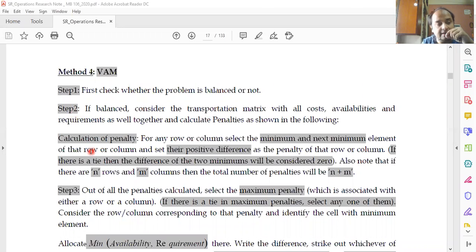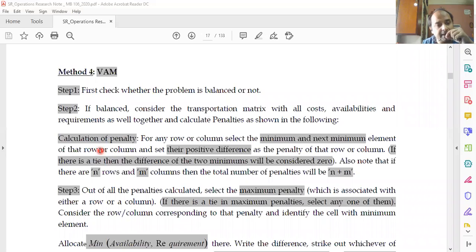Step number 2 says, if the transportation problem is balanced, consider the transportation matrix with all costs, availabilities, and requirements together, and calculate penalties as shown in the following. We are going to calculate some penalties. What are these penalties? I'm coming to that point. Since we calculate penalties in Vogel's approximation method, sometimes it is also known as the penalty cost method, or penalty method. But Vogel's approximation method, or VAM, is mostly used in the domain of operations research.